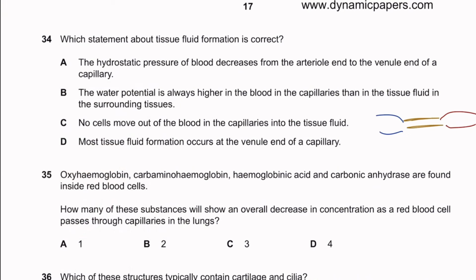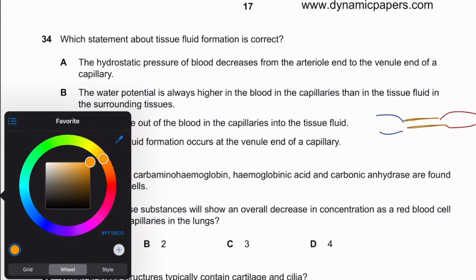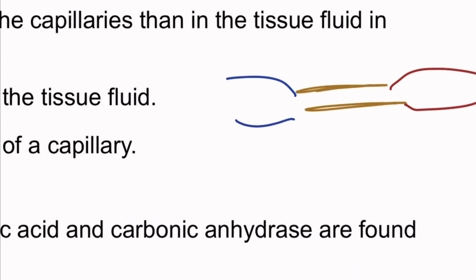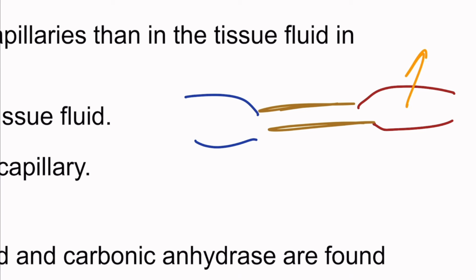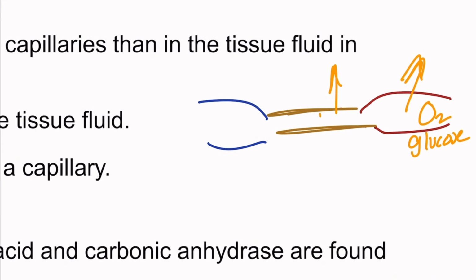I don't know why the colors are like this. Oh, I think it's because of this. Here we have a higher pressure in the arterial end. We have high pressure, we have oxygen, we have glucose, we have all these materials. Now these materials will go outside.